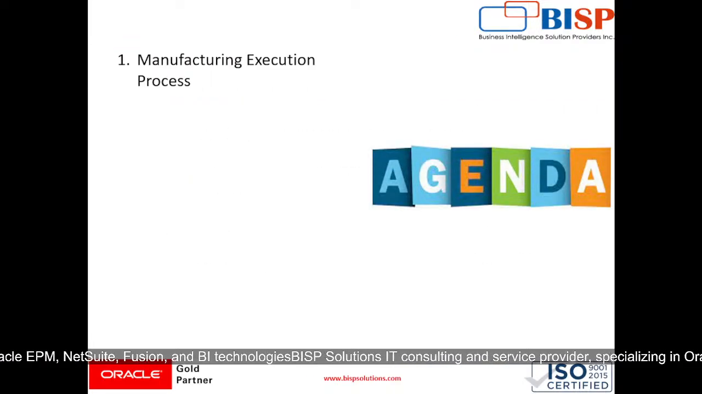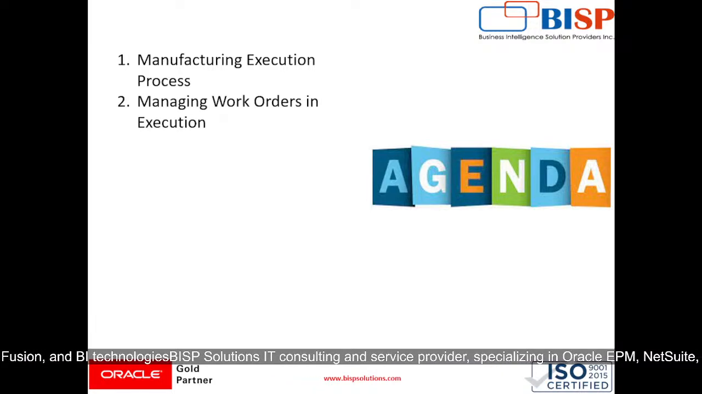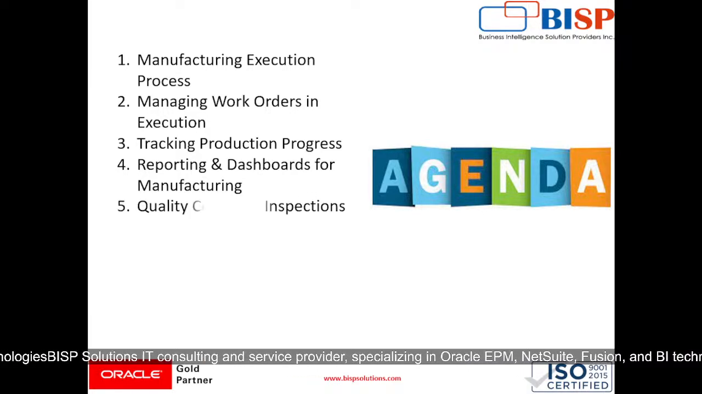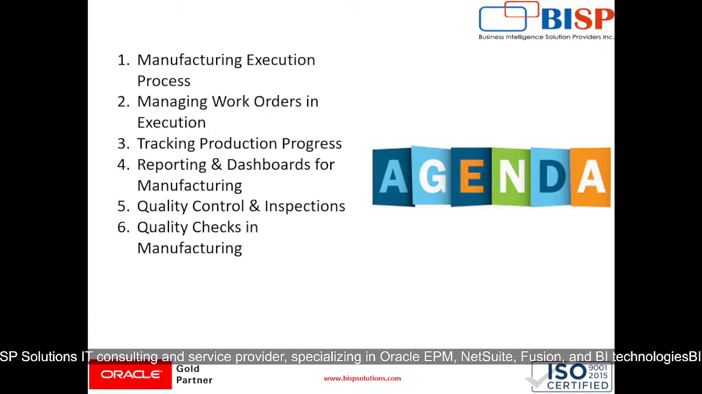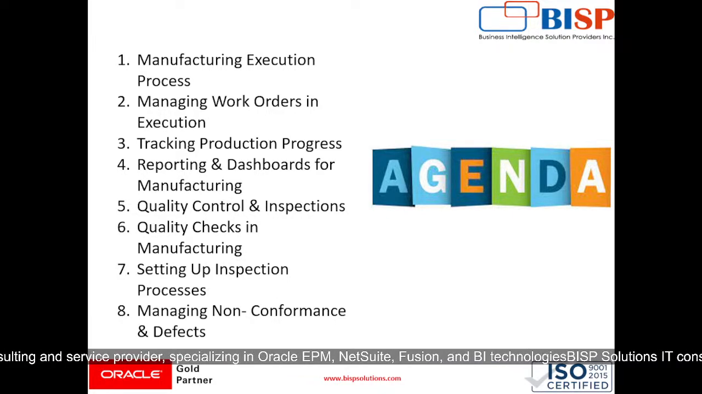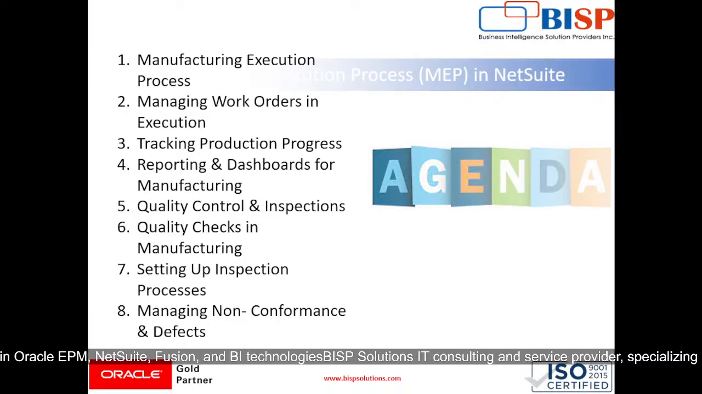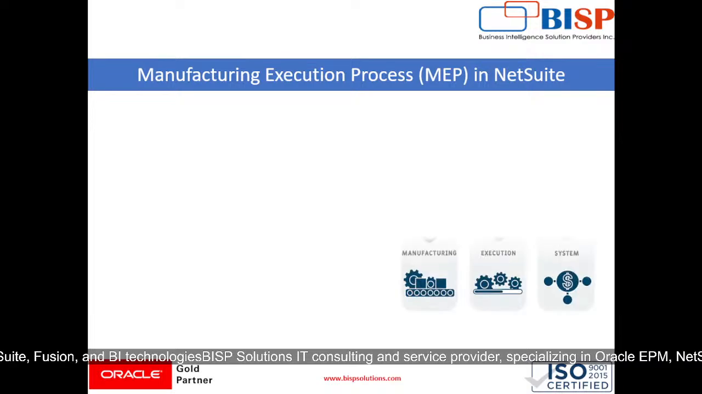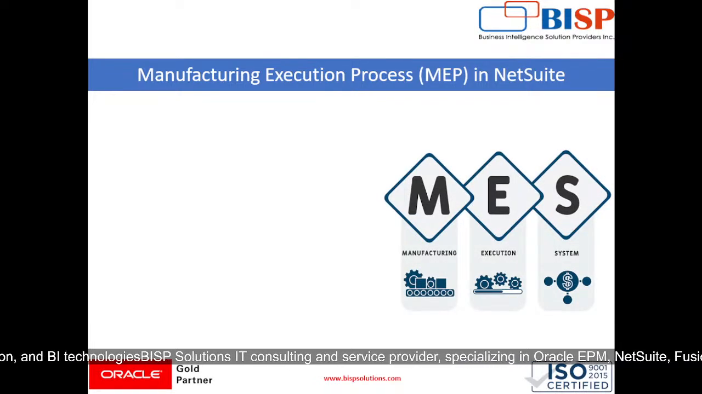So as of today, we will be completing our manufacturing execution process, managing work orders in execution, tracking production progress, reporting and dashboard of manufacturing, quality control and inspections, quality checks in manufacturing, setting up inspection processes, and managing non-conformance and defects. So let's start with our first topic, which is the manufacturing execution process in NetSuite.